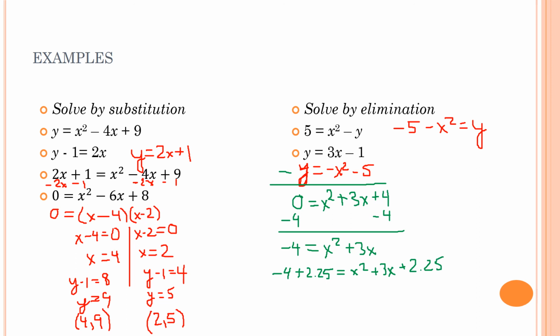So now I have negative 1.75 equals x plus 1.5 quantity squared. Square rooting those tells me right away that because I'm square rooting, I am now going to have no real solutions because you cannot square root a negative number. So your answer for this one is no real solutions.